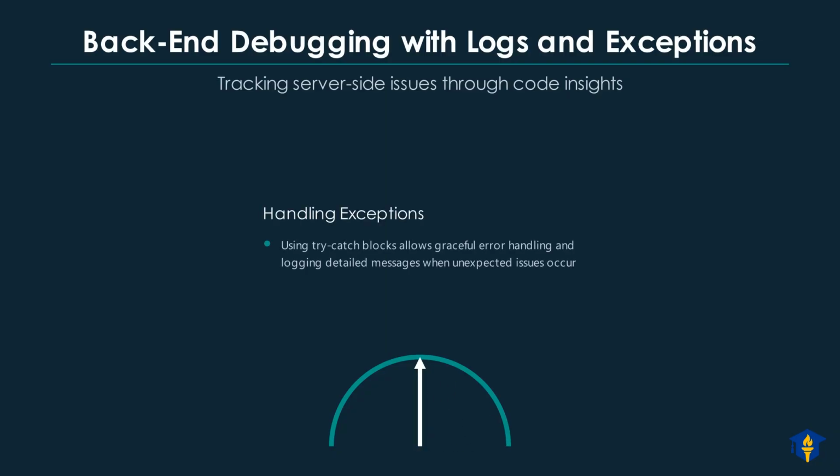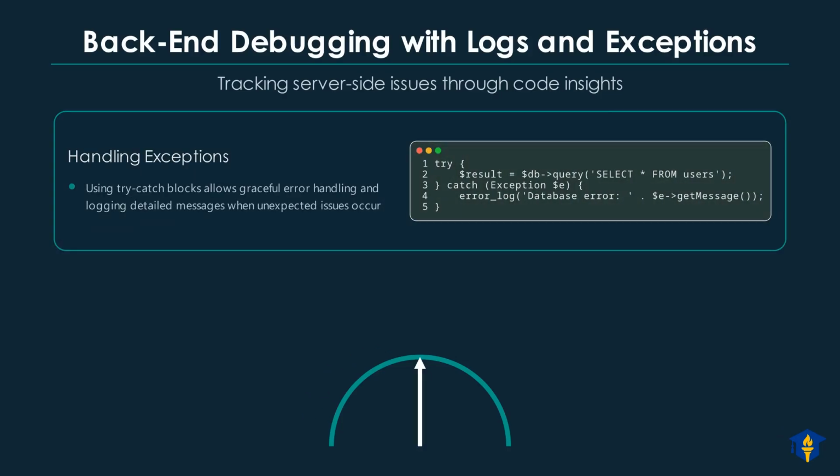Another critical technique for back-end debugging involves robustly handling exceptions. Using try-catch blocks allows graceful error handling and logging detailed messages when unexpected issues occur. A try-catch block handles errors gracefully, logging detailed messages when unexpected database issues occur during queries.